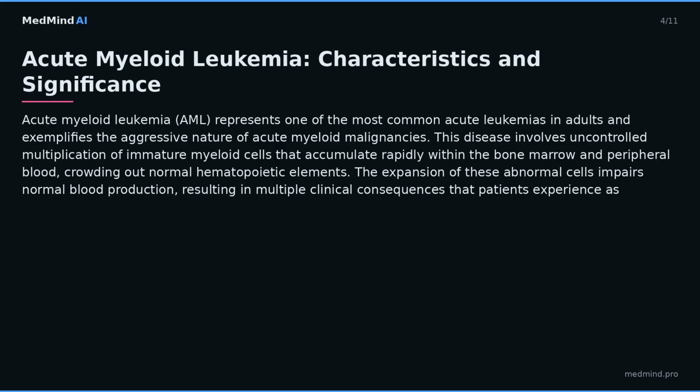In addition to these hematologic complications, AML can disseminate beyond the bone marrow and blood, occasionally involving the central nervous system, integument, and oral tissues. The rapidly progressive nature of untreated AML necessitates prompt recognition and initiation of aggressive chemotherapy to achieve disease remission before critical organ dysfunction develops.